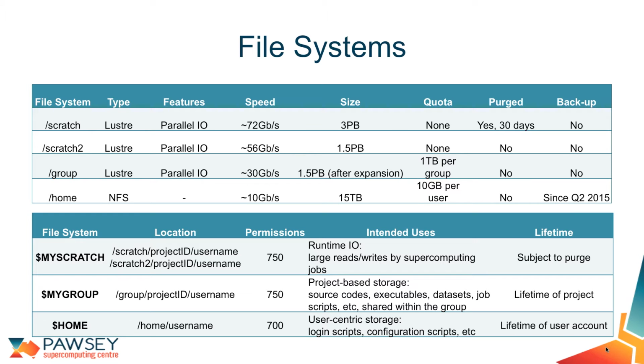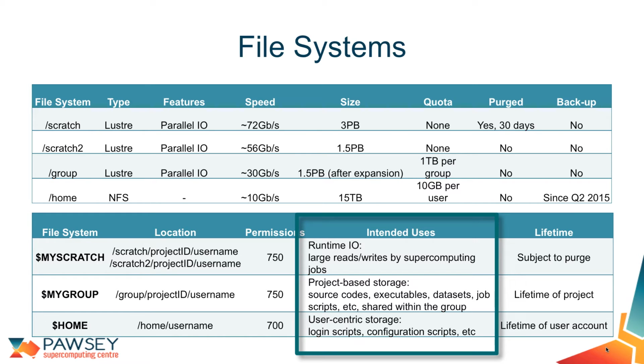With distinct attributes, these file systems are intended for different purposes. Scratch is meant for large I/O during runtime due to its speed and size. Group is a project-based area, and users can share large datasets, executables, and job scripts with their group members in here. Home is a user-centric space. No large files should be kept here, and in fact, probably only some source code and configuration scripts.